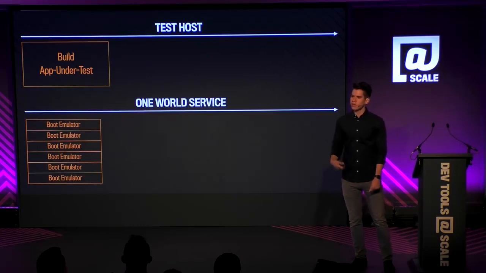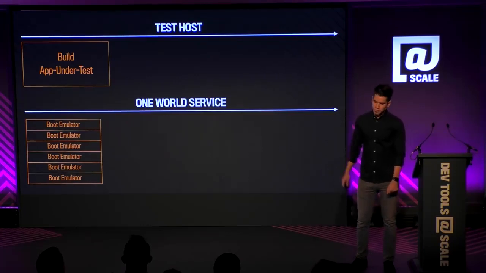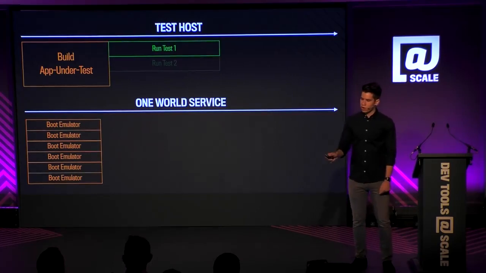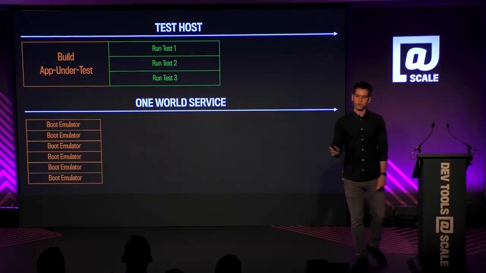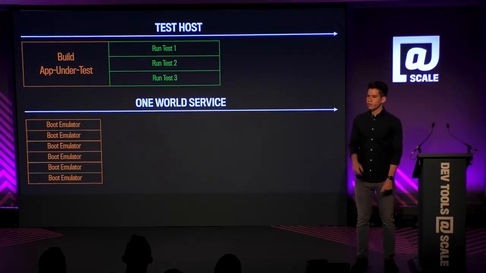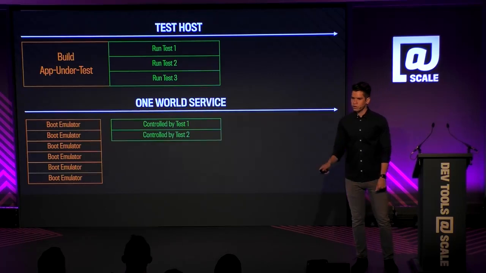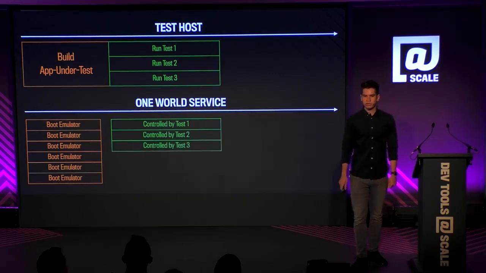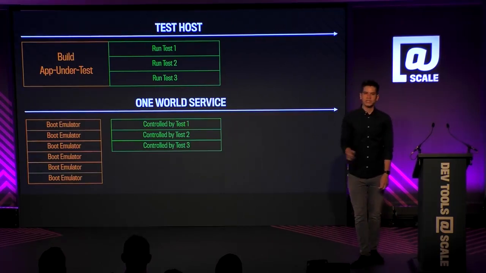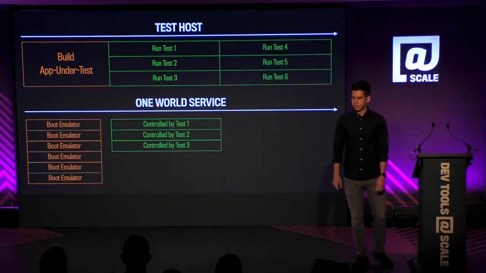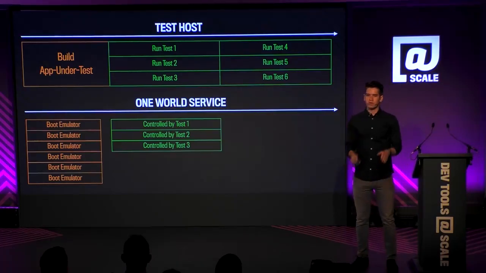So we are now set up with remote resources. When we decide to run tests 1, 2, and 3, the test host talks with the OneWord daemon and controls the emulators that are on the cloud. Those first 3 emulators on the OneWord service will be controlled by these 3 tests. And when we move on to tests 4, 5, and 6, instead of waiting for those 3 emulators to get ready again, we just get 3 different emulators from the cloud.